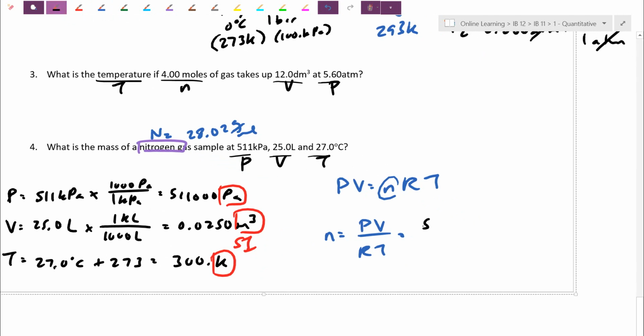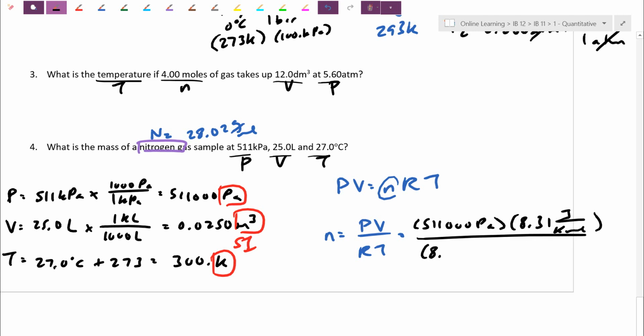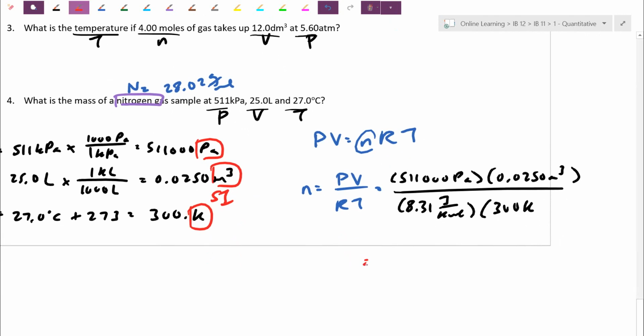So this one here is going to be 511,000 pascals. I multiply it by the volume, 0.0250 meter cube. Divided by R, the universal gas constant, 8.31 joule per Kelvin mole. On the bottom, I want 300 Kelvin. We're going to show you the units canceling out, but just let me type it all in first. So I have 511,000 times 0.025, divide 8.31, divide 300. And this is giving me an n value of moles of 5.12.